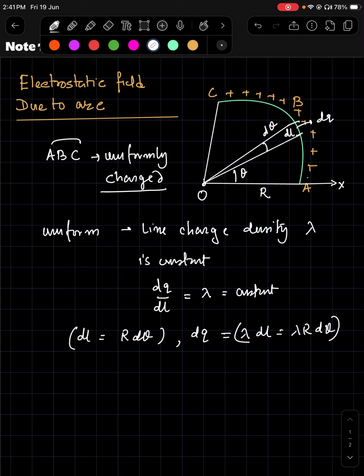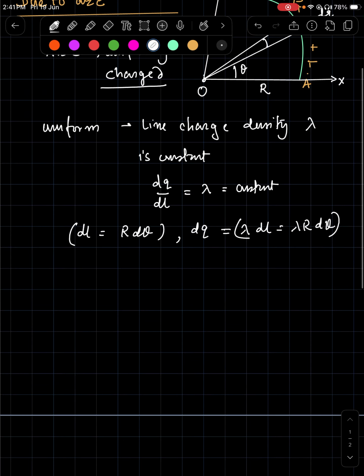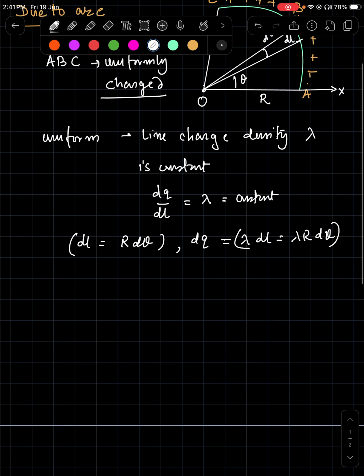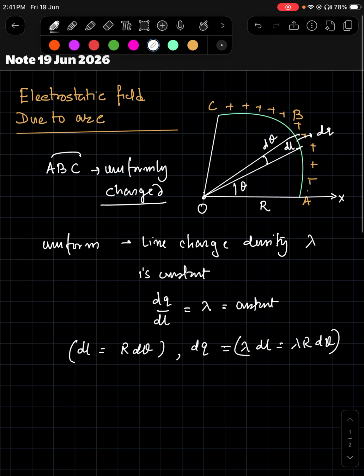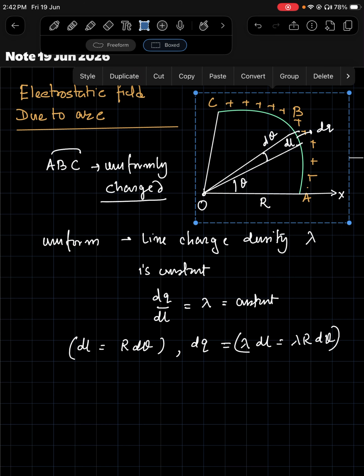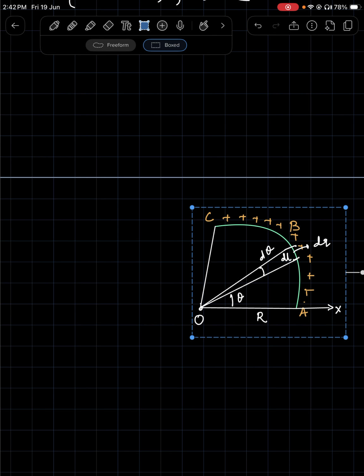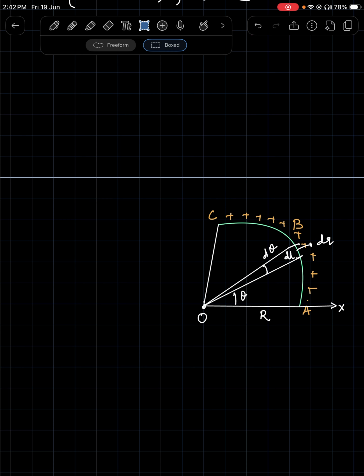We have drawn the radius to show that dl subtends d theta at the center of the circle whose arc is this ABC. Again, I'm going to bring the picture below so that I can take the components of the electric field, to make you understand the further calculation. So let me start from here.